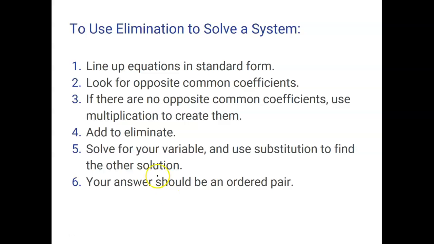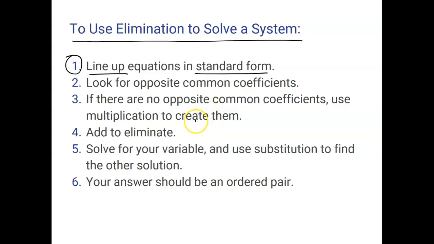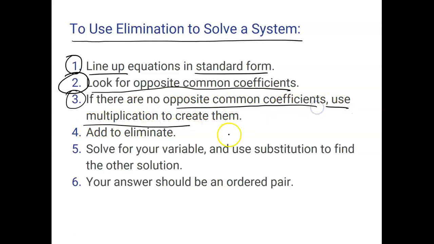All right, you're going to want to pause your video and take some notes as we do this. To use elimination to solve a system, step 1 is line up your equation in standard form. Remember, I will help you write down what you need to write down by underlining it. Number 2, look for opposite common coefficients, like negative 2 and positive 2, negative 5 and positive 5. If there are no opposite common coefficients, use multiplication to create opposite common coefficients.